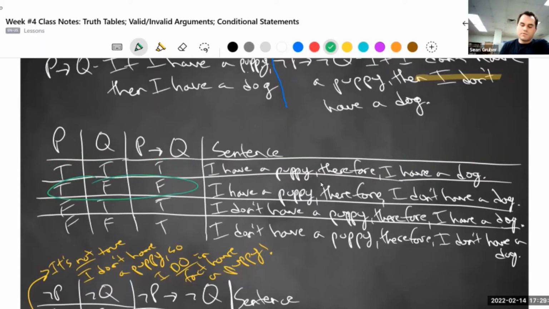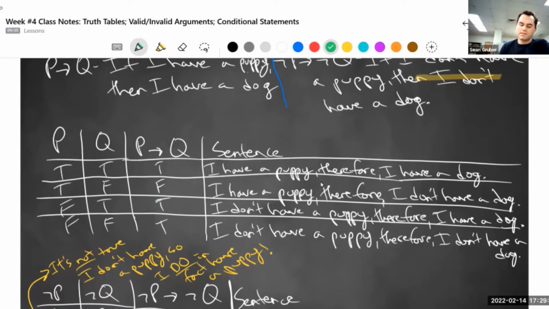This row, if I translate it, means I have a puppy, therefore I don't have a dog. So I have a puppy, therefore I don't have a dog, right? That matches with true and false here. And again, our promise was that if I have a puppy, then I do have a dog. So we violated our promise. That gets a false value.